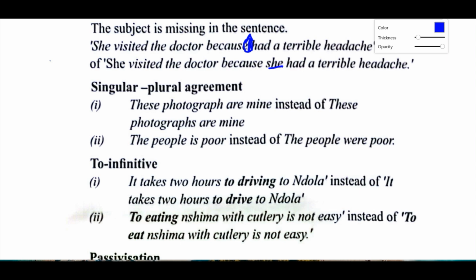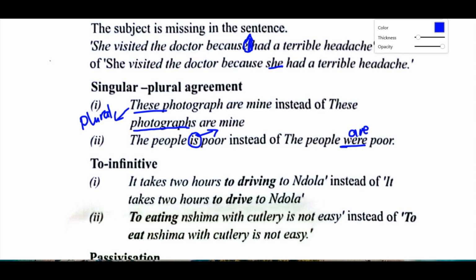Then we go to singular-plural agreement. So since here we have used "these," which is for plural, we can't say "photography." Instead we are supposed to say "photographs." "The people is poor." "Is" is for singular. Therefore we are supposed to say "the people were poor," or "the people are poor," depending on the tense.